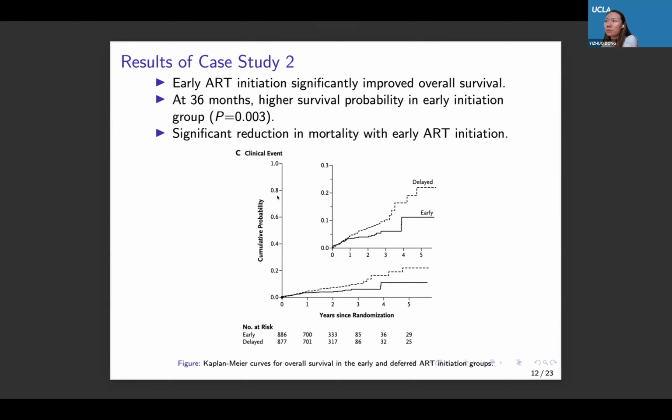Just now we had a downward sloping curve, but this one is upward sloping, because instead of the survival function, we have the cumulative probability of mortality. So you have an upward slope, and this figure also lets you compare the mortality rate between the two treatments. The early treatment actually gives us a lower mortality rate.